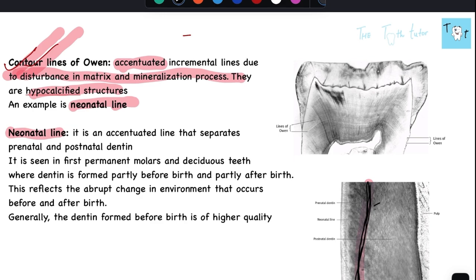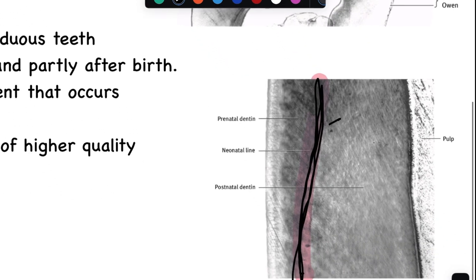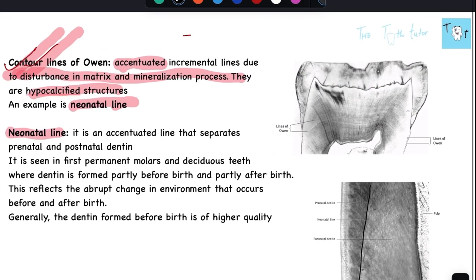Okay, when the baby is born the environment changes, so the quality of the dentin formed is different. Over here you can see we have prenatal dentin, we have this neonatal line. Even if I go back, you will see the slight demarcation. This is the neonatal line, and then this is the postnatal dentin. So you can see a difference in the color. This line demarcates the difference in the matrix composition of the prenatal and the postnatal dentin.